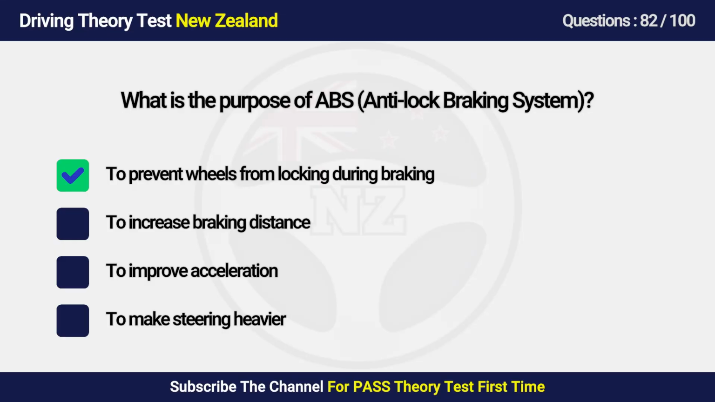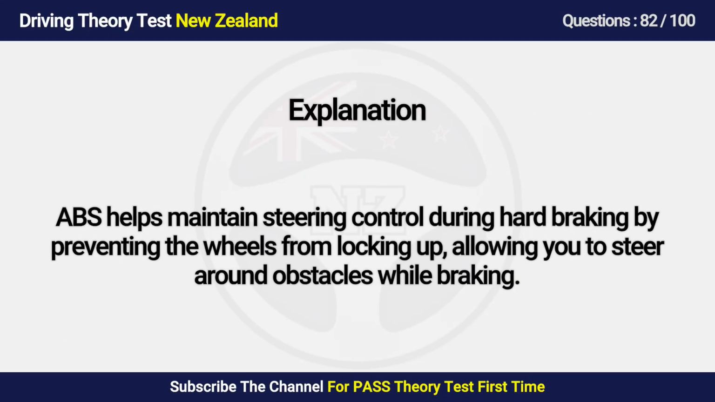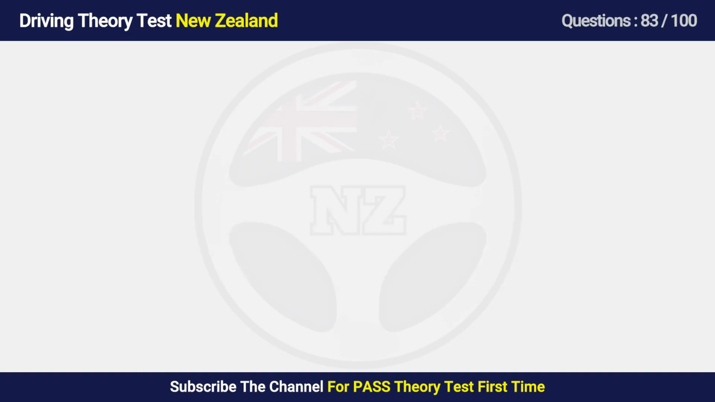Answer is A. To prevent wheels from locking during braking. ABS helps maintain steering control during hard braking by preventing the wheels from locking up, allowing you to steer around obstacles while braking.